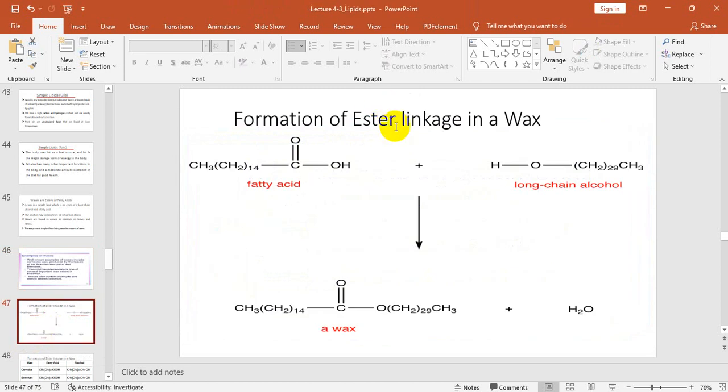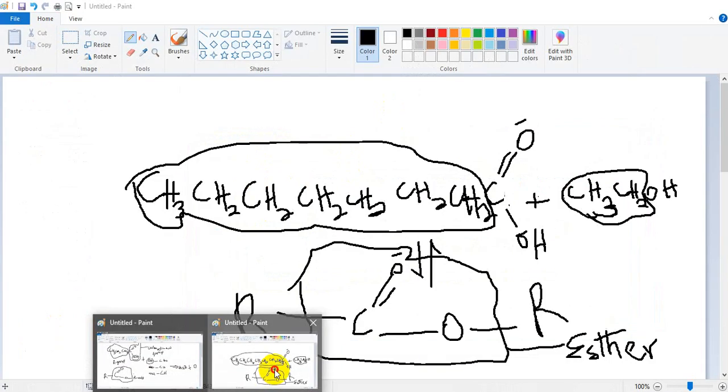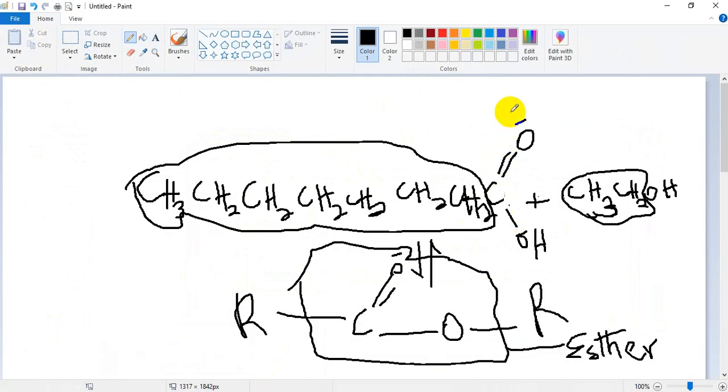Formation of ester linkage in a wax. So this is how ester is formed, like I demonstrated earlier on. You see? So the carboxylic acid group will react with what? This OH. And when they react, they release what? Water. So water is released to form this product. So this OH will react with this OH to produce water.